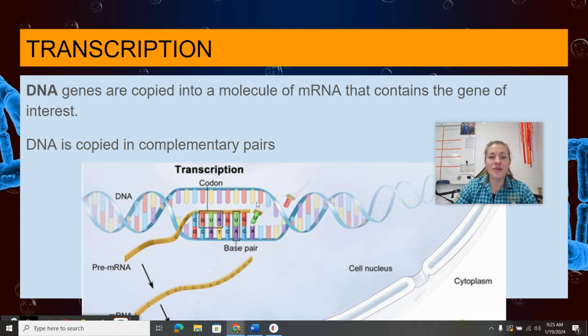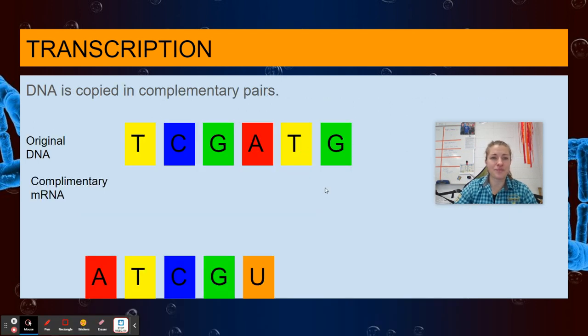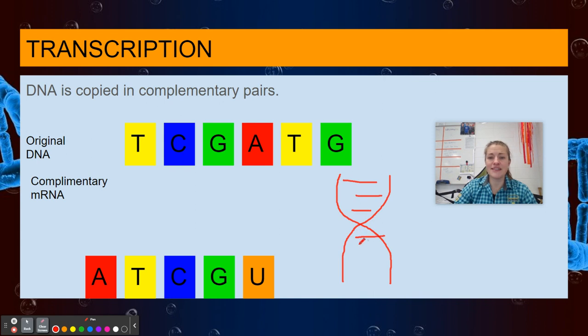Okay. So that is copied in little complementary pairs, and it gets copied into a molecule of mRNA. Okay. So how this works in normal DNA, when DNA is in its double strand, we call DNA a double helix because it's kind of shaped like this, right? We've all seen pictures of DNA before. So DNA is kind of shaped like this.